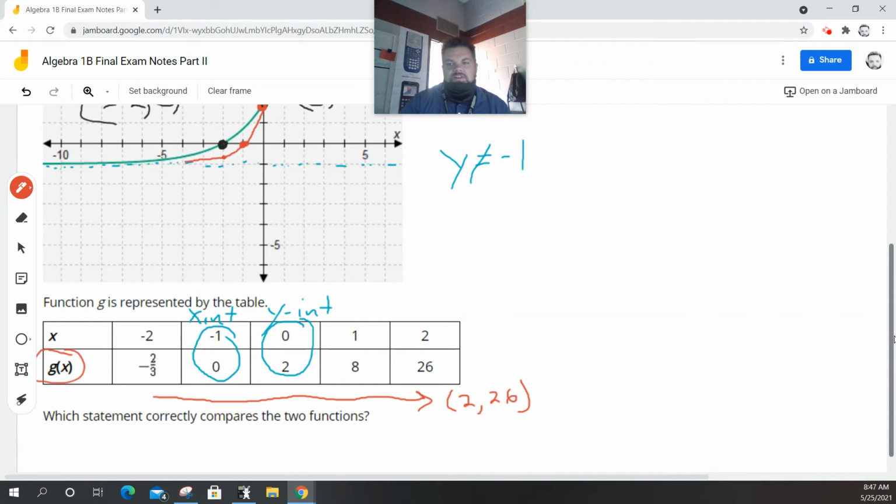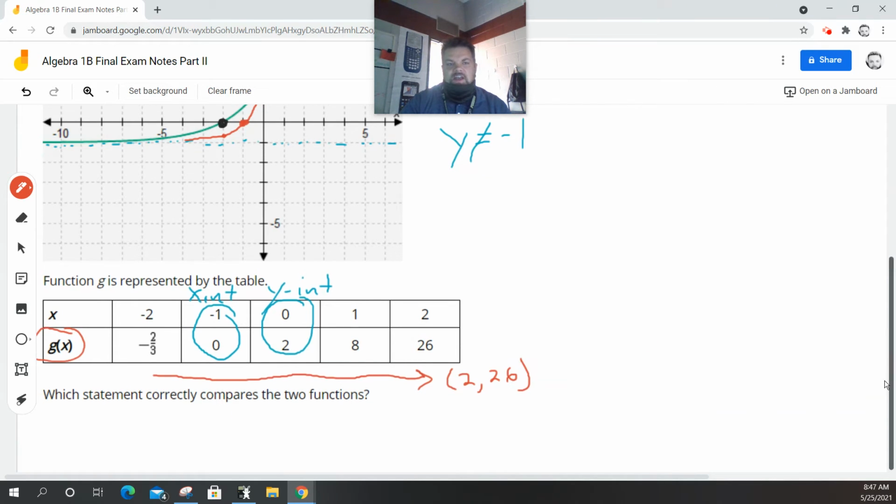So if I compare the two functions, g of x to f of x, I'm going to assume it probably does something similar like this. Well, what could I say? Well, I could say they have the same y-intercept. I know that.